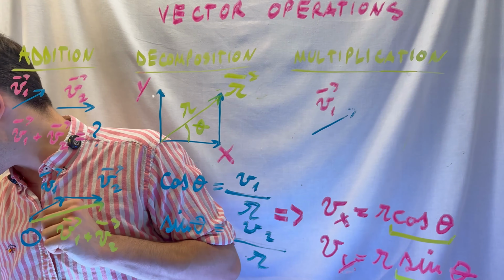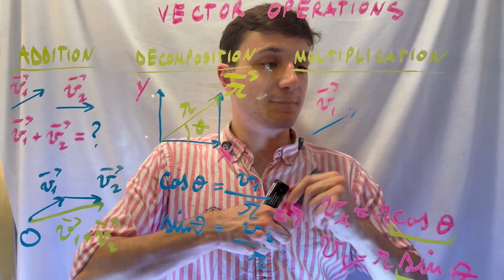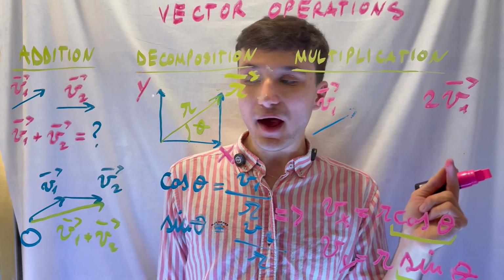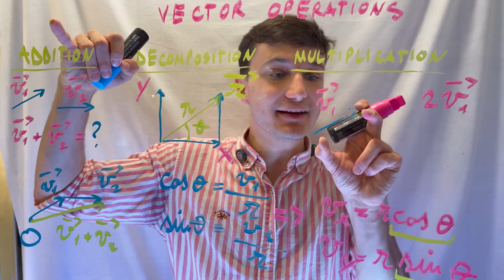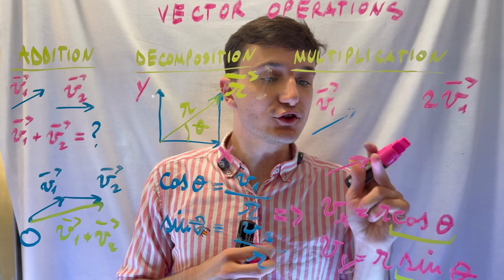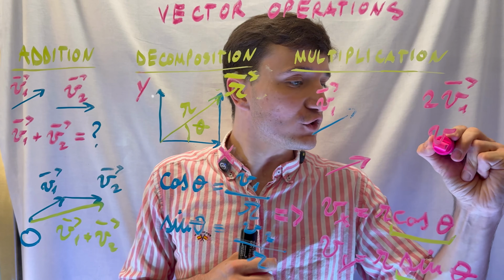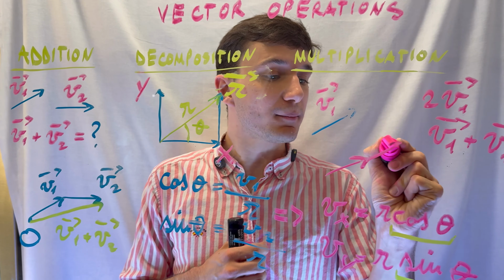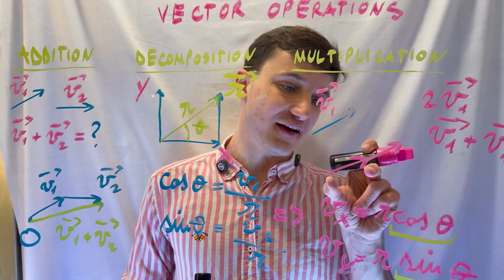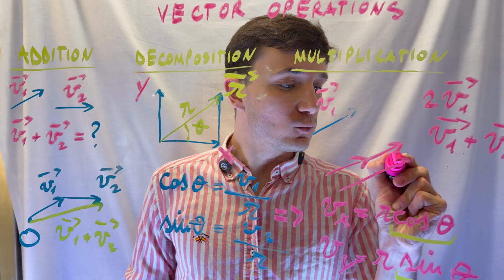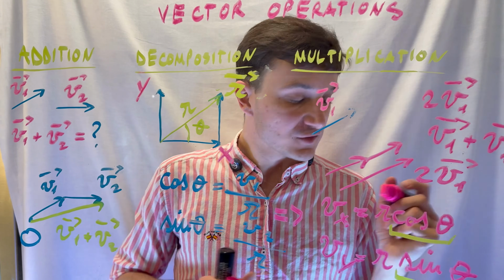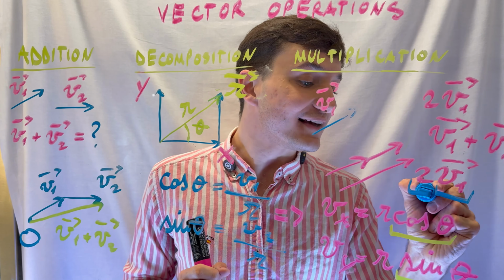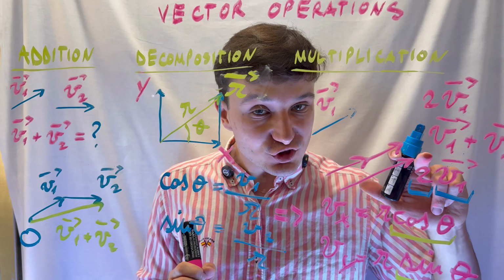Now, for our third operation, if I have a vector v1, the question is, what would 2v1 look like? Well, it's nothing but addition, right? If this is v1, what I need to do is add another v1 to it, because 2v1 can be written as v1 plus v1. So I do nothing but add yet another v1 on top of it. What is this? This will be 2v1. So what do we see right here? We see a multiplication of a vector with a scalar. The scalar being the number 2 in this case.